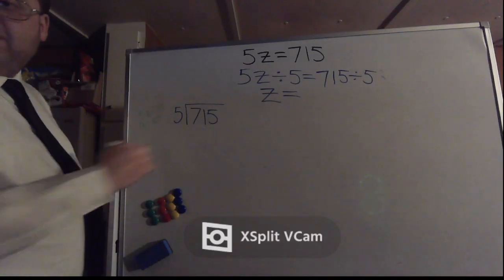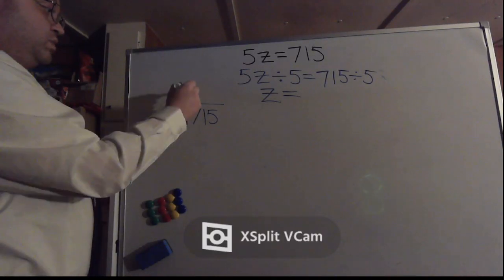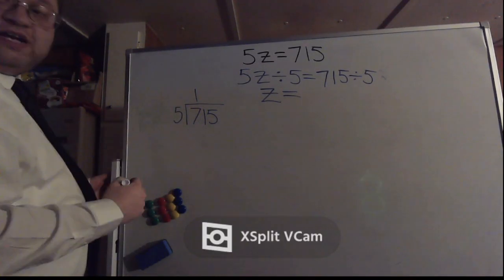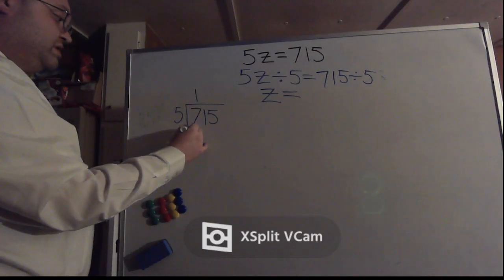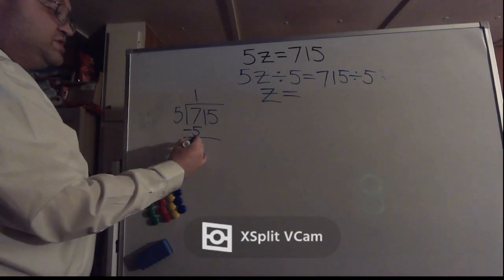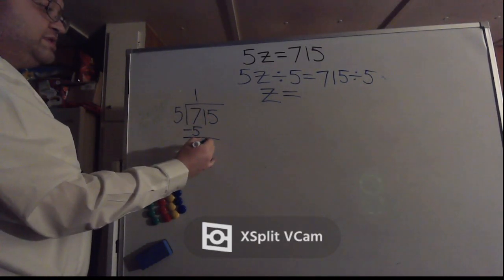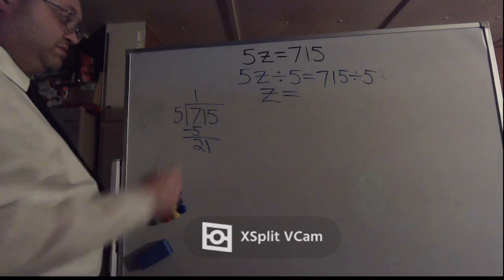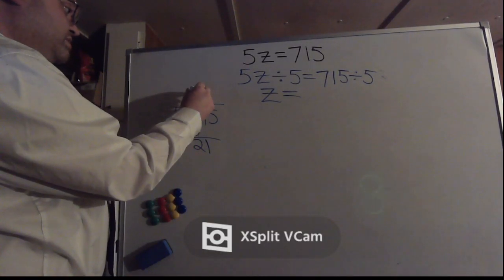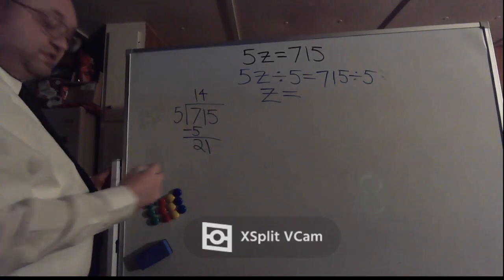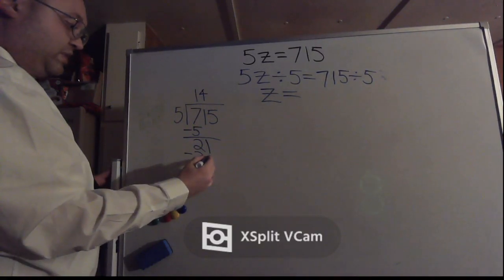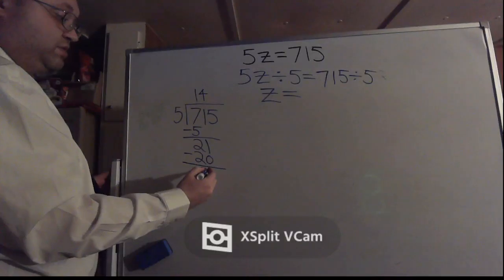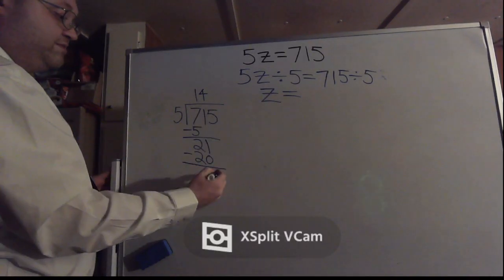Okay, 5 goes into 7 how many times? Once. 1 times 5 is 5. So 7 minus 5 is 2. You'll bring down that 1 from the dividend. 5 goes into 21 how many times? It goes in 4 times. 4 times 5 is 20. 21 minus 20 is 1. Bring down that 5 from the dividend.